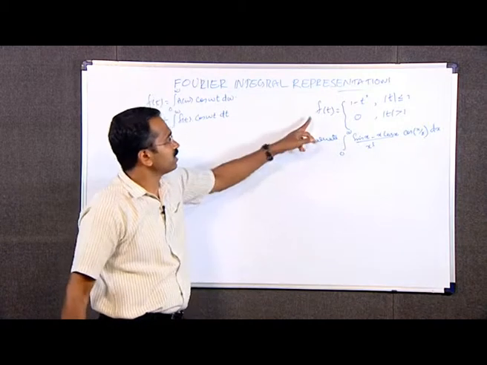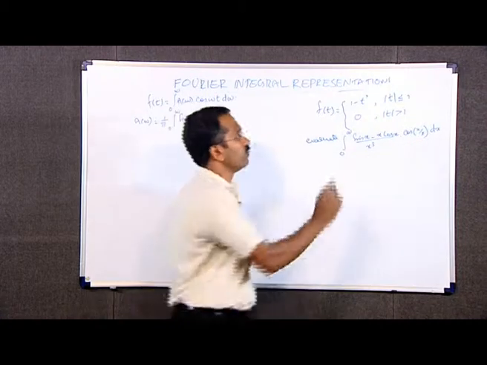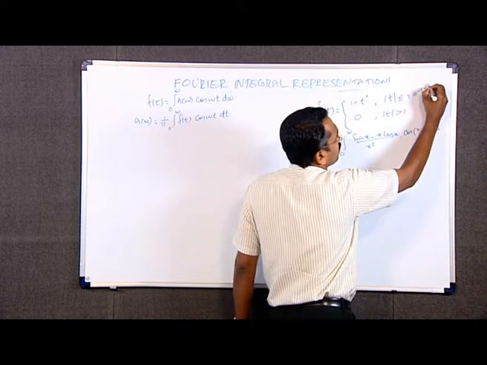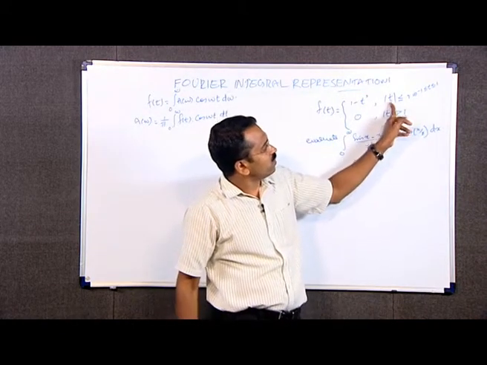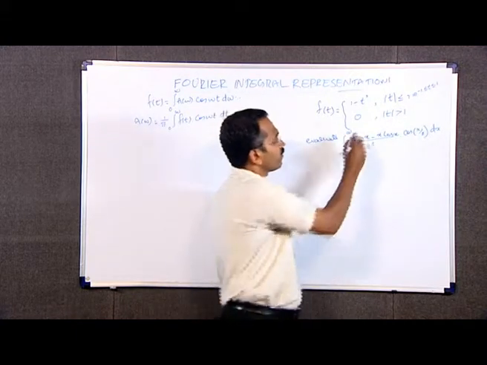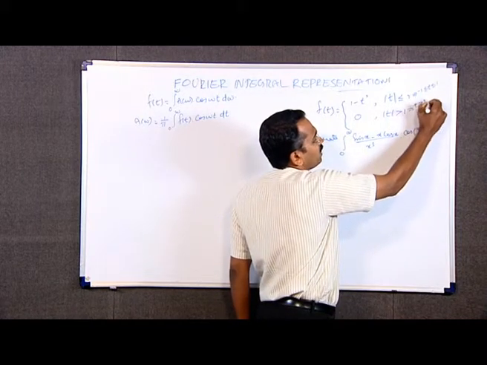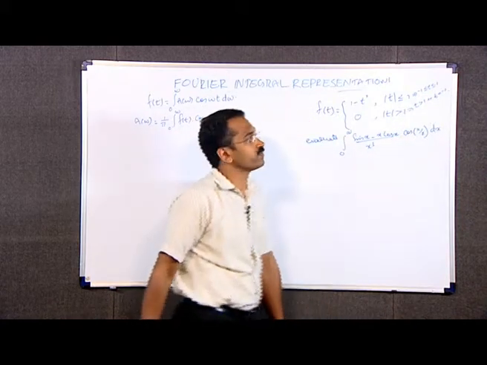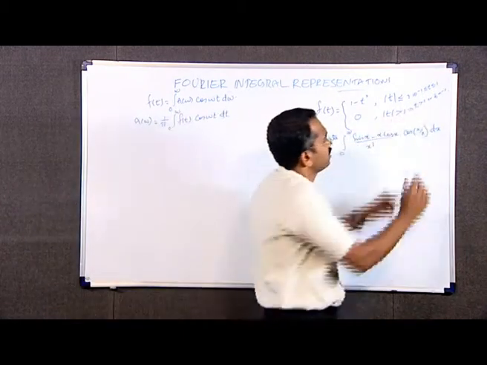Here the function is defined as 1 minus t square for mod t less than or equal to 1. Mod t less than or equal to 1 means t is in between minus 1 and 1, including minus 1 and 1. We can write mod t less than or equal to 1 as minus 1 less than or equal to t less than or equal to 1. Mod t greater than 1 means t is greater than 1 or t is less than minus 1.